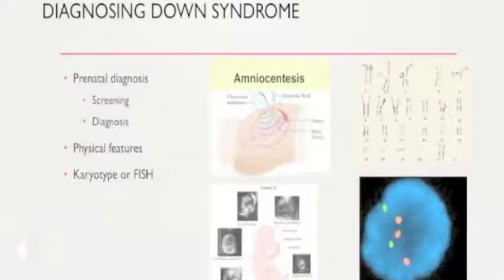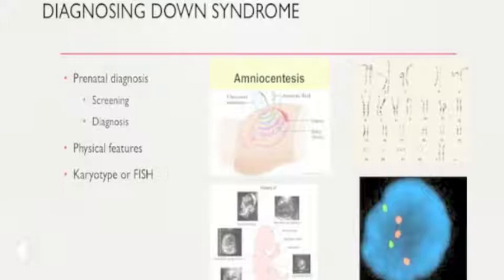Diagnosing Down syndrome can happen prenatally or after birth. Prenatally, we can screen to estimate the risk via a blood test or ultrasound. This is non-invasive and highly accurate. To diagnose prenatally, we need to do the chorionic villus sampling or an amniocentesis. These are both invasive tests and they have a risk of miscarriage, but they are 100% accurate.